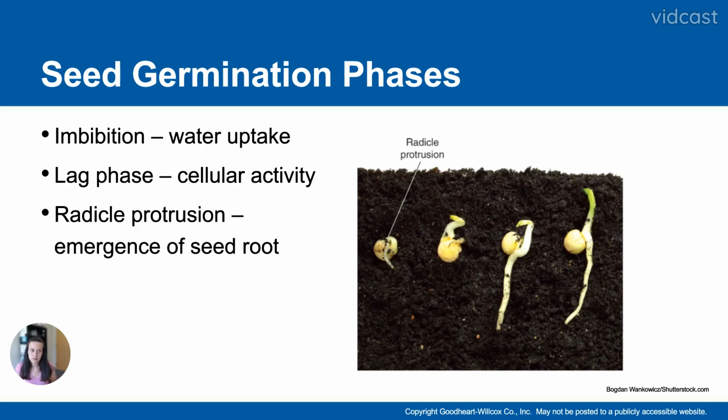And then in the third phase, we have radicle protrusion. A radicle is the root that comes out of the seed, and protrusion is it coming out. So now it kind of makes sense. Radicle protrusion is the emergence of the seed root. You can see that beginning to happen. And then you're also going to see the seed stem or shoot begin to emerge. We can also call that a plumule. So here we can see the radicle, which is the root, and the plumule, which is the shoot, starting to emerge.